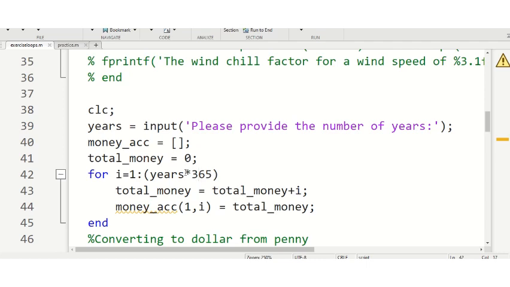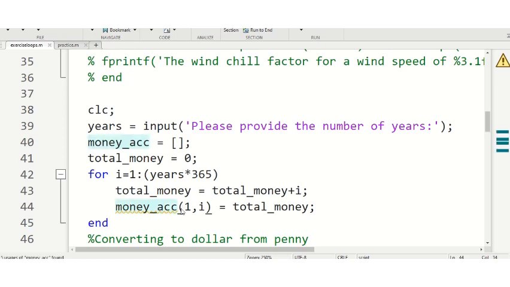Now let's see the third one. Total money is equal to, previously we have 3 pennies, plus what is the value of i? i is equal to 3. So this is the pennies saved on the last day. i is nothing but the pennies saved on the last day. Total money plus i is the total money accumulated. So it will run.